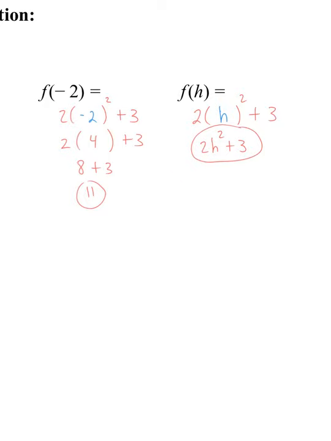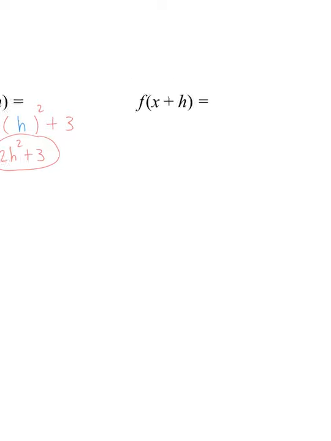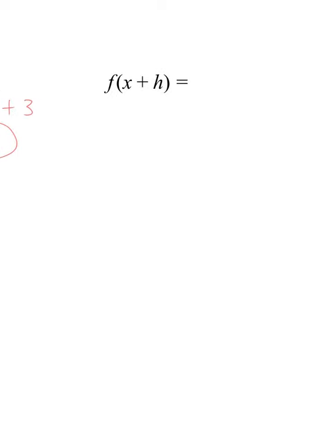Okay, and then finally, now we've got a trickier one. f of x plus h. We do the same thing. We write the function and we put in a blank set of parentheses everywhere we see x. But now we're plugging in x plus h. All right? So now we go to work. The 2 comes down. Remember, when we square something, we multiply it by itself. So we have to take x plus h and multiply it by x plus h. And then don't forget about the plus 3.